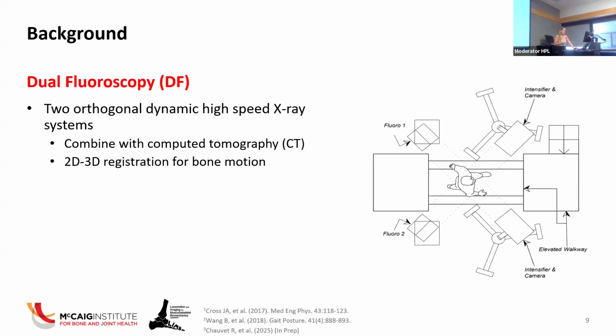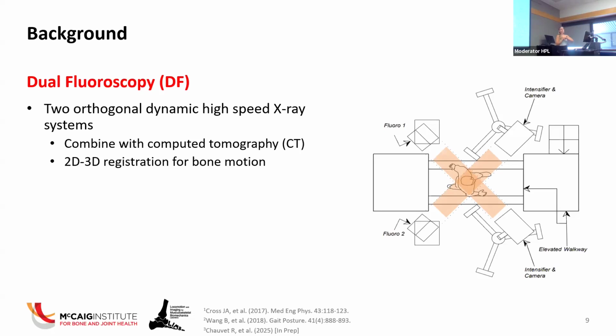So to overcome this limitation, we use a motion analysis technology that utilizes medical imaging. And this is called dual fluoroscopy, or DF. And DF is a set of two orthogonal dynamic X-rays, high-speed X-rays that give us somewhat of an X-ray video. And as we can see here, those X-rays come out of the emitters and they're captured on the intensifiers on the other side. Within that field of view, we can capture those X-ray videos.